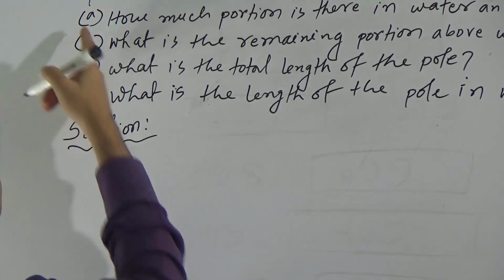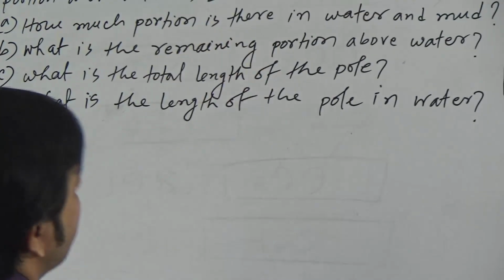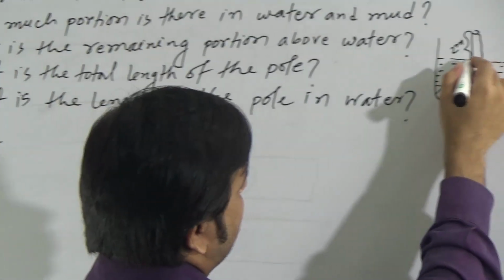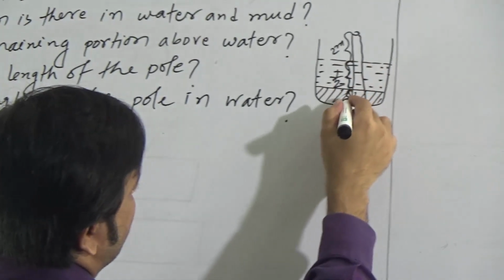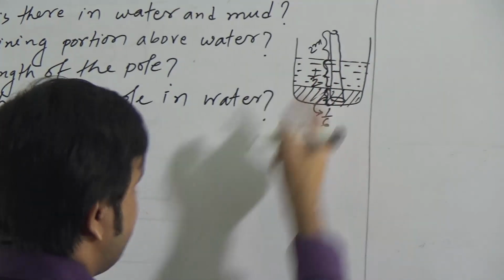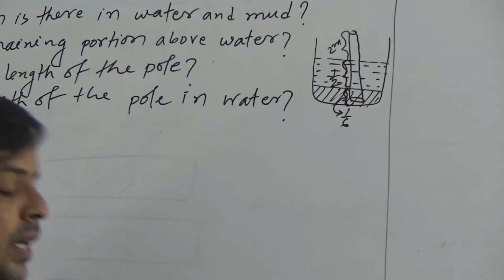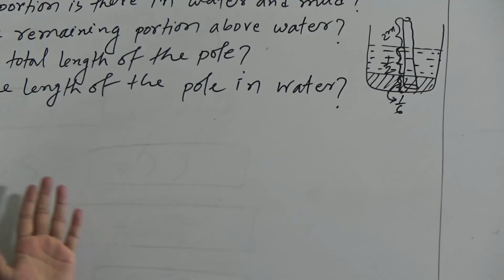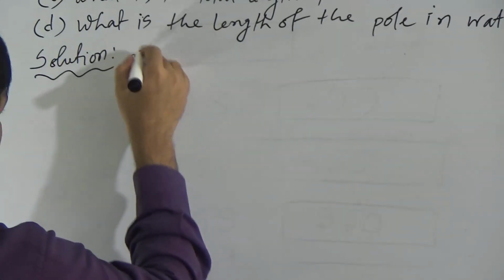First question A, how much portion is there in water and mud? Dear students, now see, this portion is in water and this portion is in mud. So if we do the sum of these two portions, we will get the total portion in mud and water. So at first I have to write the given information for question A.